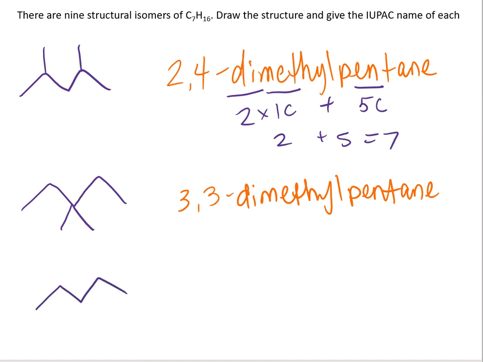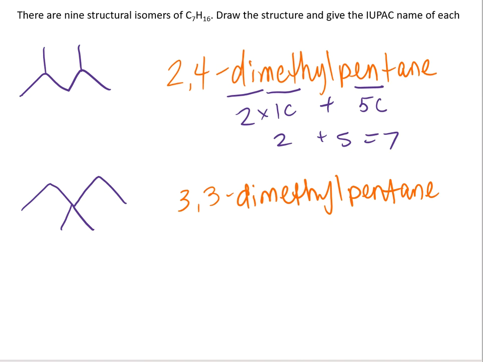What if I leave it on 3 and move it to 4? Even though I said 4, if I were to actually go through the rules of naming, that wouldn't be 3,4. That would be 2,3 again. What that tells me is that there are no other ways that I can show 5 as my parent chain, but add 2 methyl groups. So I can't show 5 and add an ethyl. I can't show 5 and add 2 methyls.